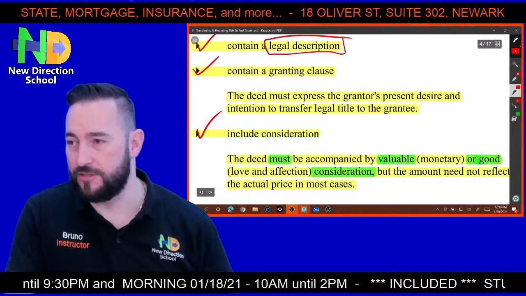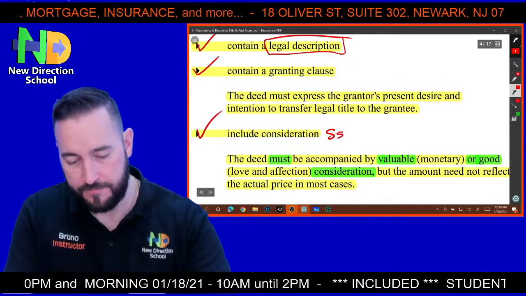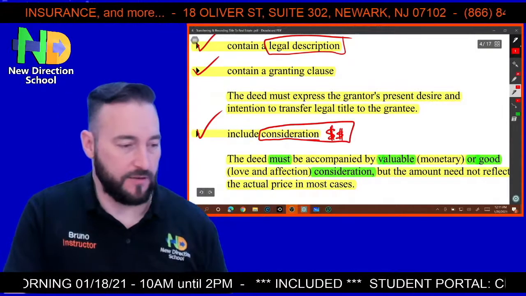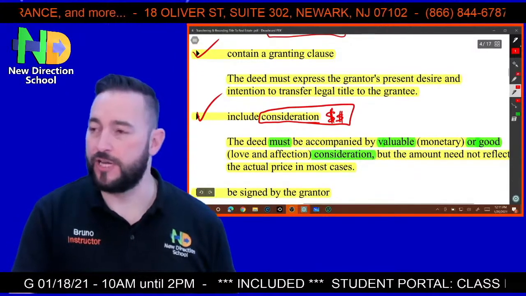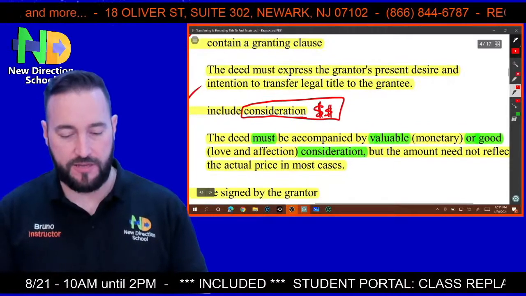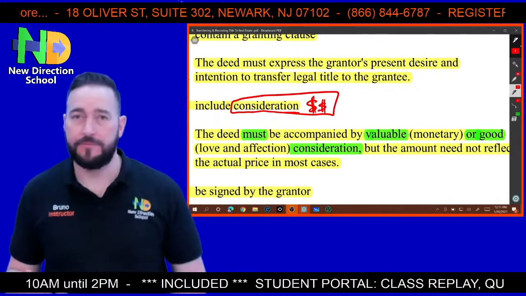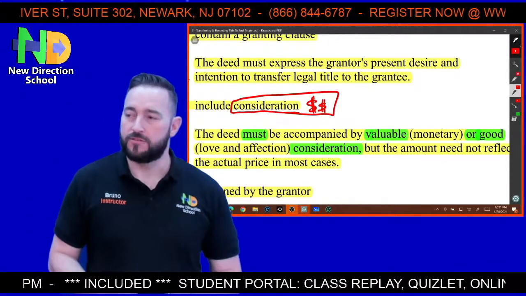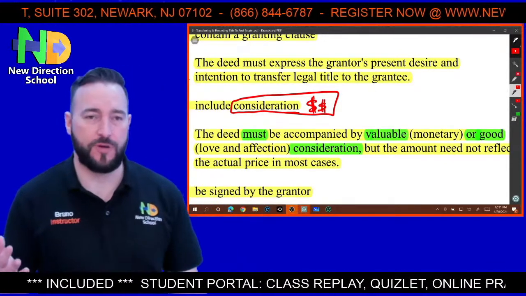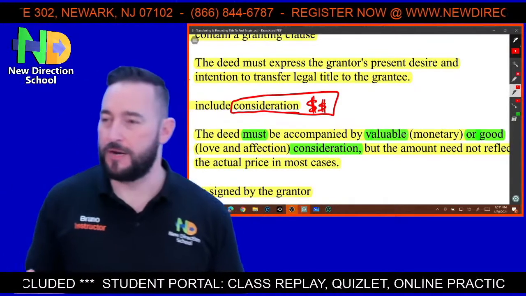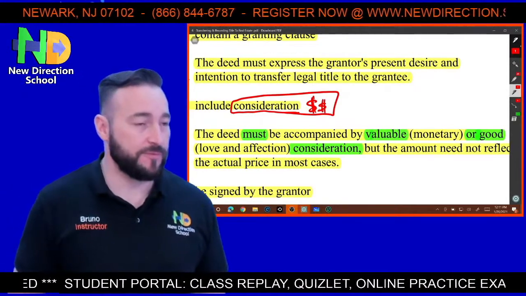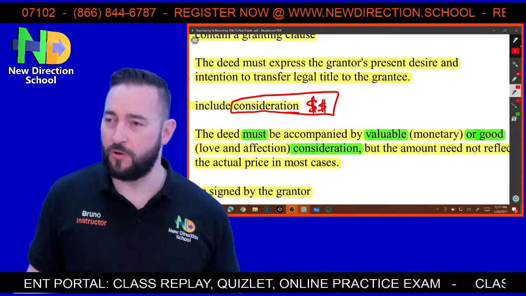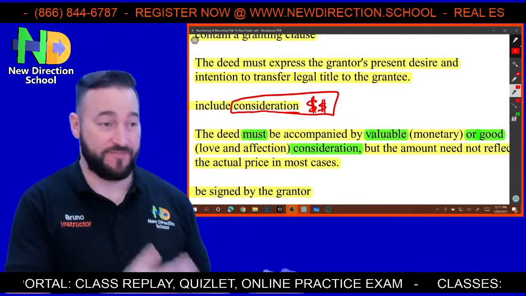And include consideration. What is consideration? Every time you see the word consideration, when it comes to real estate, we're talking about money or exchange of value. So consideration could be valuable, monetary, right? Or good, love and affection. So love and affection consideration is, you guys remember I transferred the property to my son? Did I ask money from my son? Of course not. I'm bribing him so he doesn't put me in a nursing home when I'm older. Here's a property, a lot of love and affection.